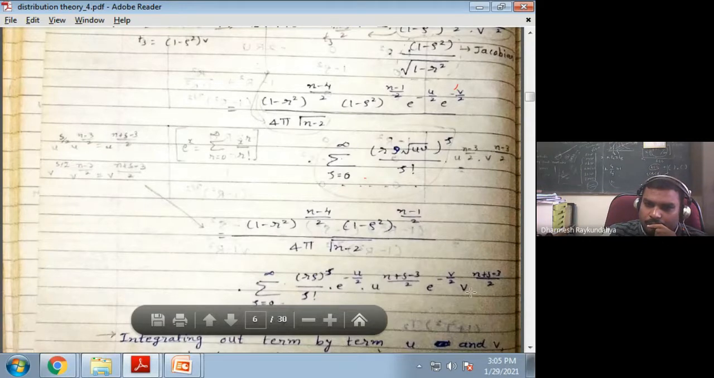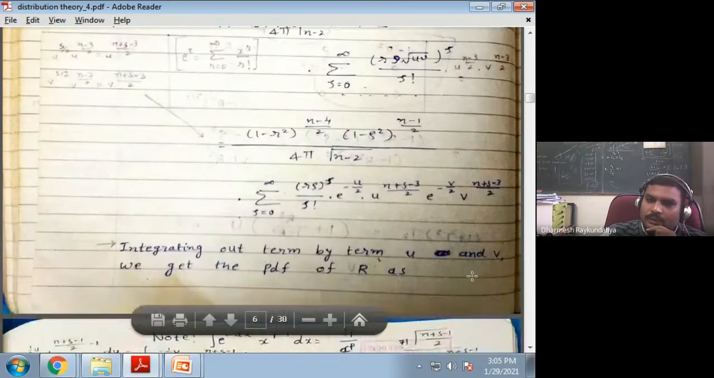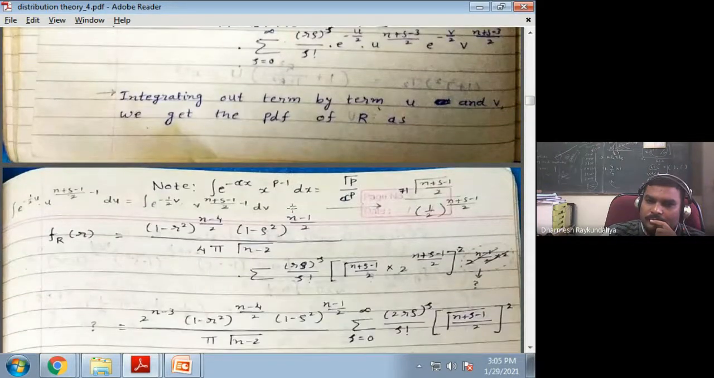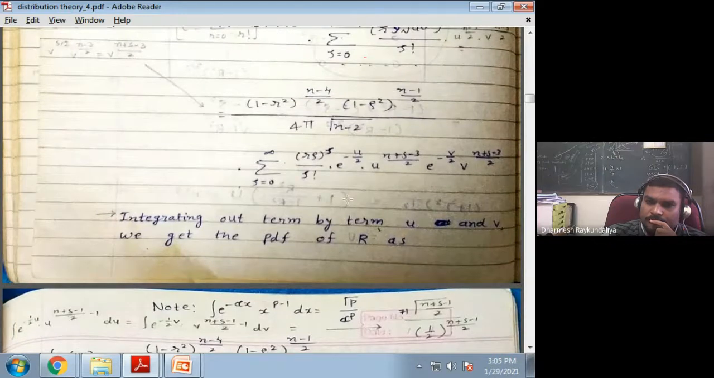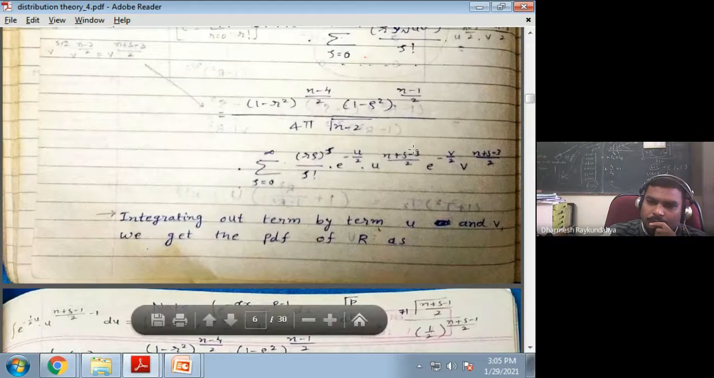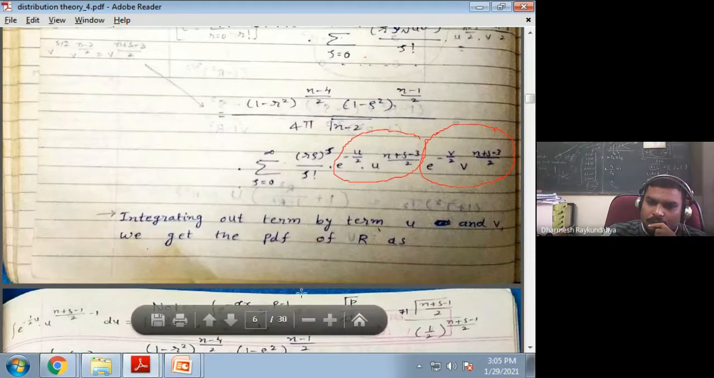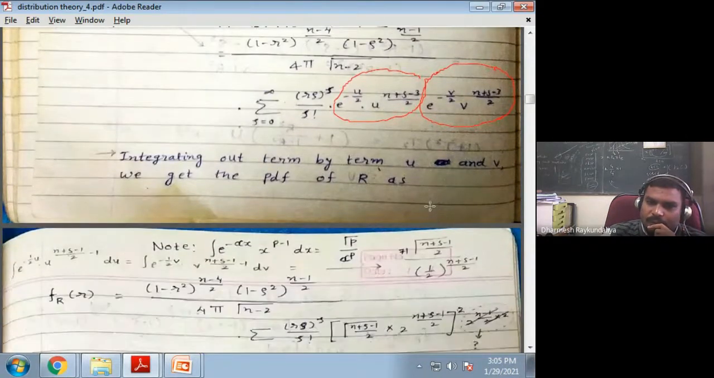And e raised to minus v by 2, e raised to minus v by 2. And this I have defined in some other form, I call them a, okay. If you integrate out with respect to u and v, then look at what this is. It looks something like chi square: e raised to minus alpha x, x raised to p minus 1. Okay, so our e raised to minus half, so here alpha x, x raised to p minus 1. So what is that?